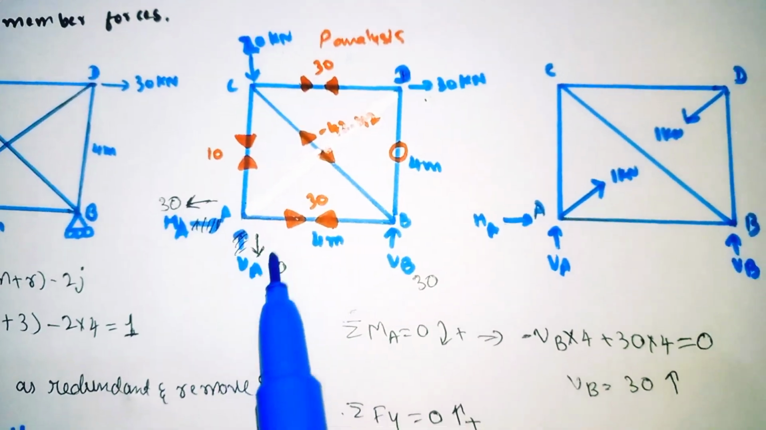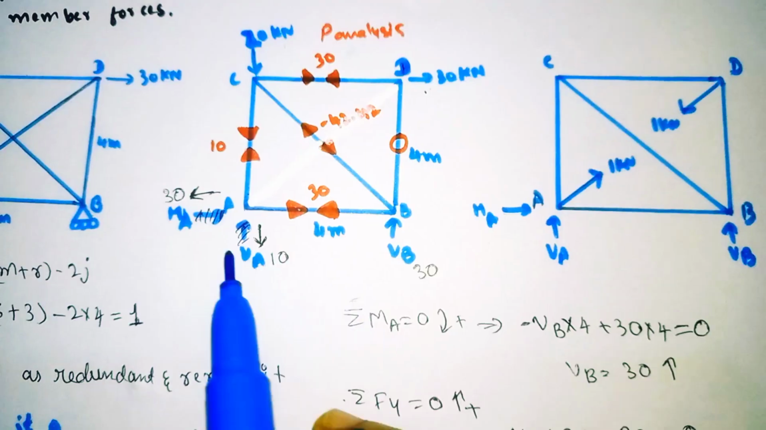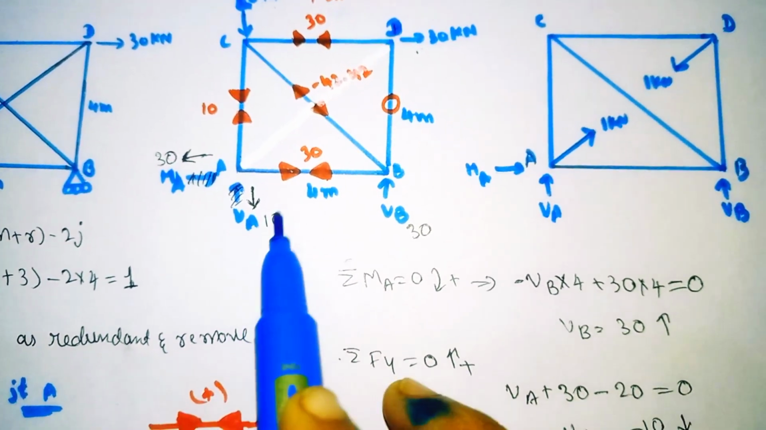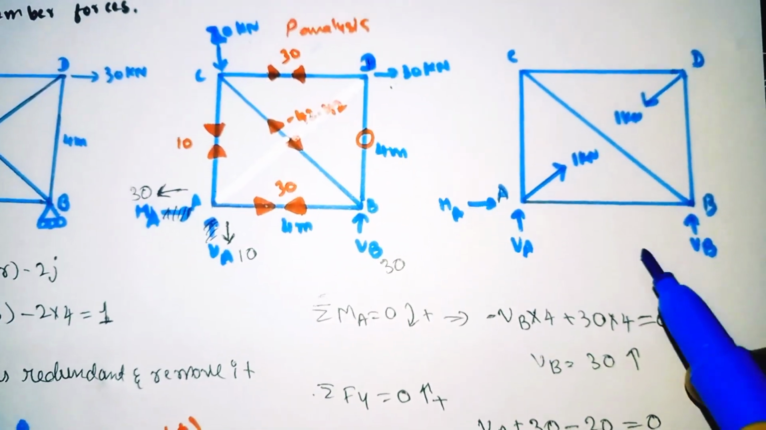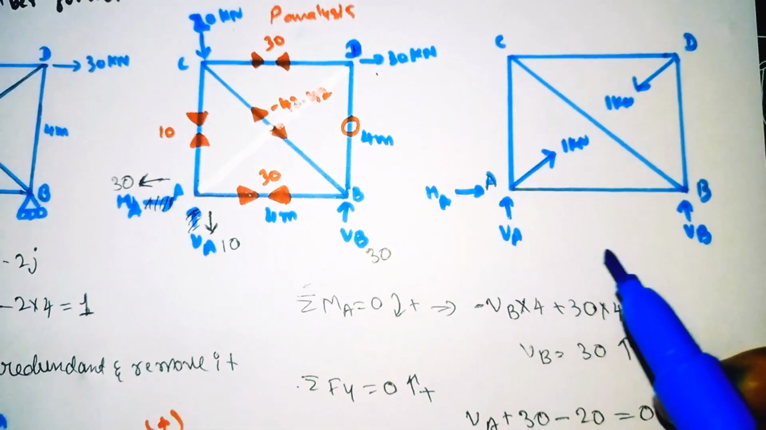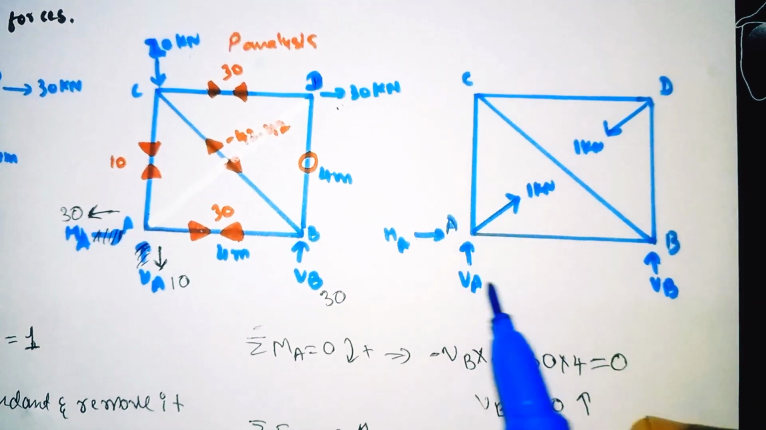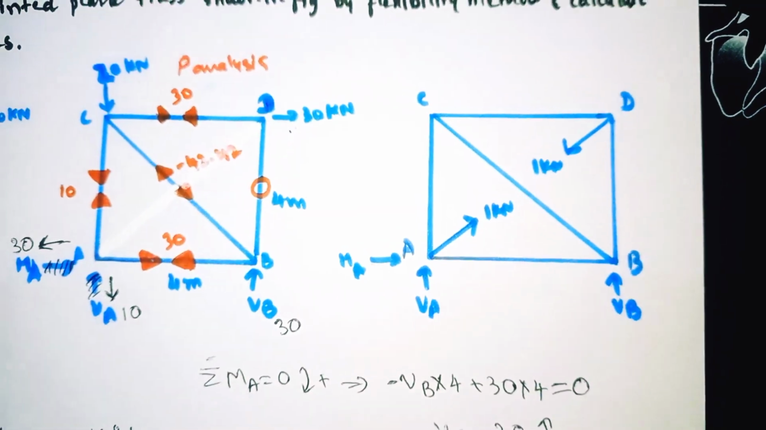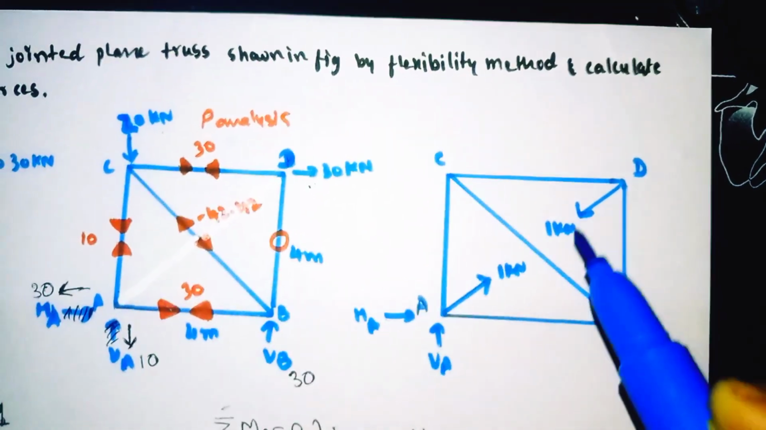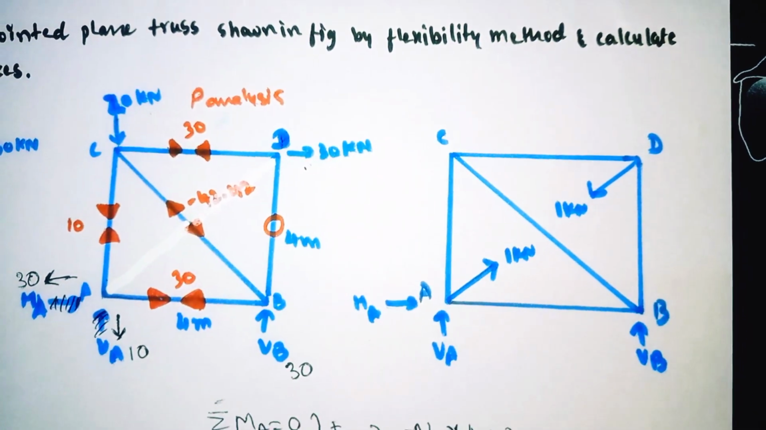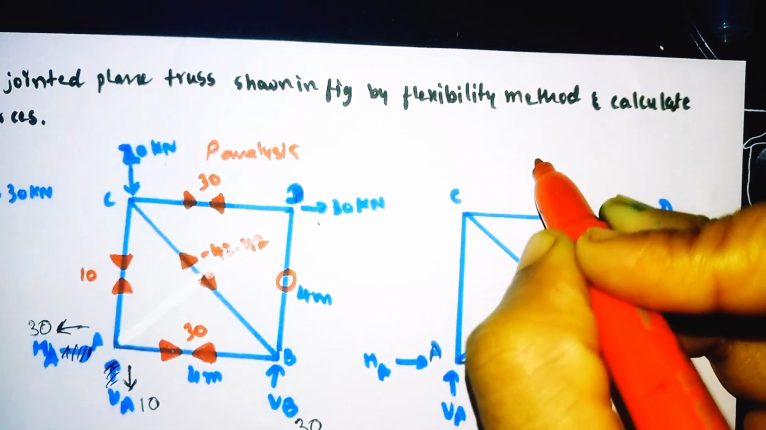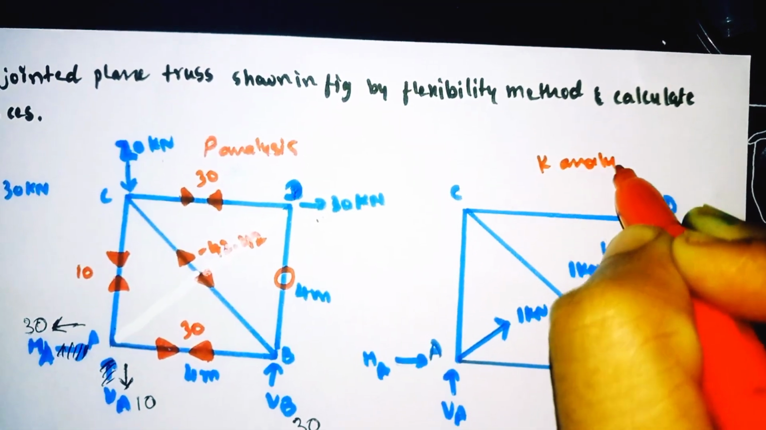In the case of the P analysis, we need to find the reactions, so that's why I calculated the reactions there. Here we don't need to calculate the reactions. To save time, I am not finding them because it is not necessary for this. So this is called our K analysis. This diagram is called the K analysis.